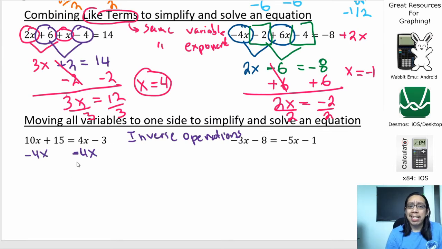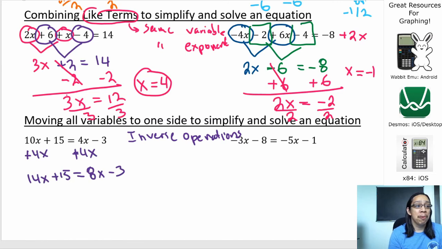Oh, well, why can't I just add it? Well, okay, let's go ahead and add it. If you add 4x on both sides, you'll get 14x plus 15 equals 8x minus 3. You still have that x on the other side, so you didn't really accomplish what you wanted to. That's the reason why we want to think about inverse operations, just to make our life a little bit easier and to make the work a lot simpler. So we don't want to add 4x. That's not going to accomplish what we want here.